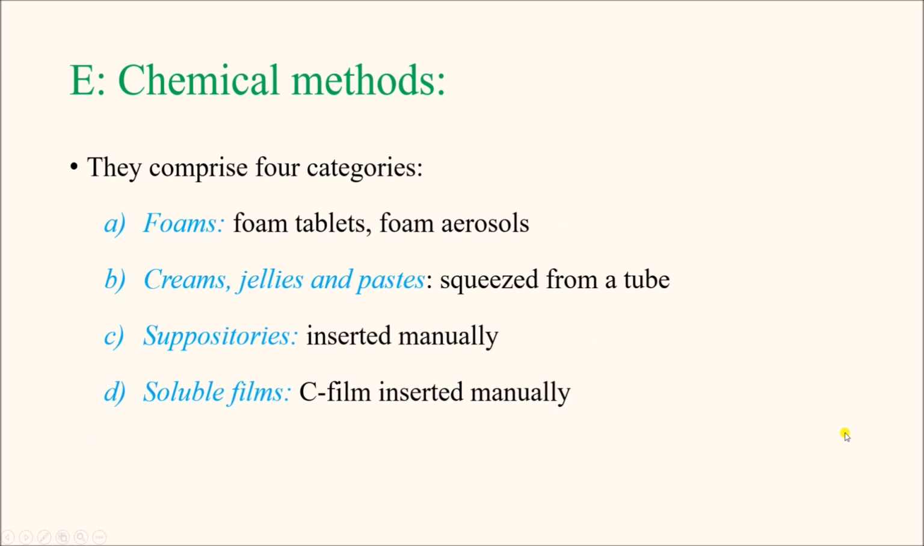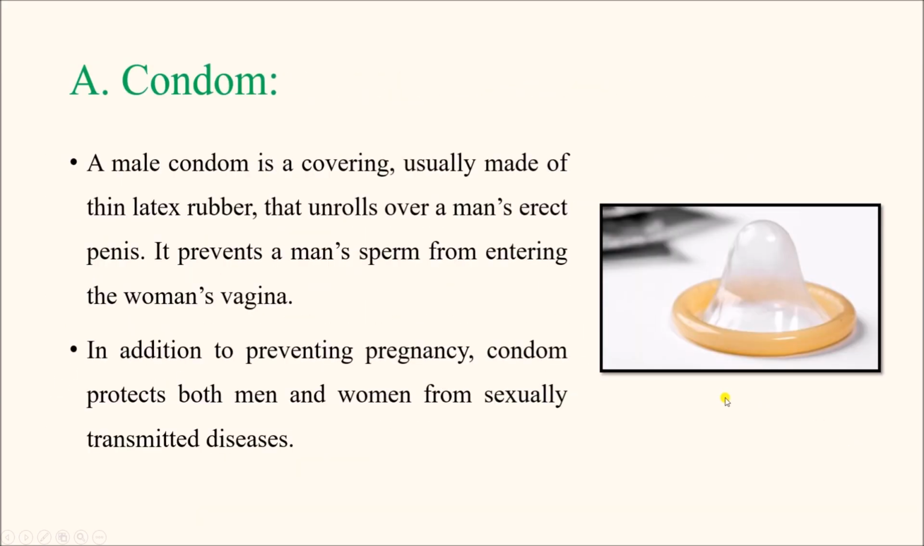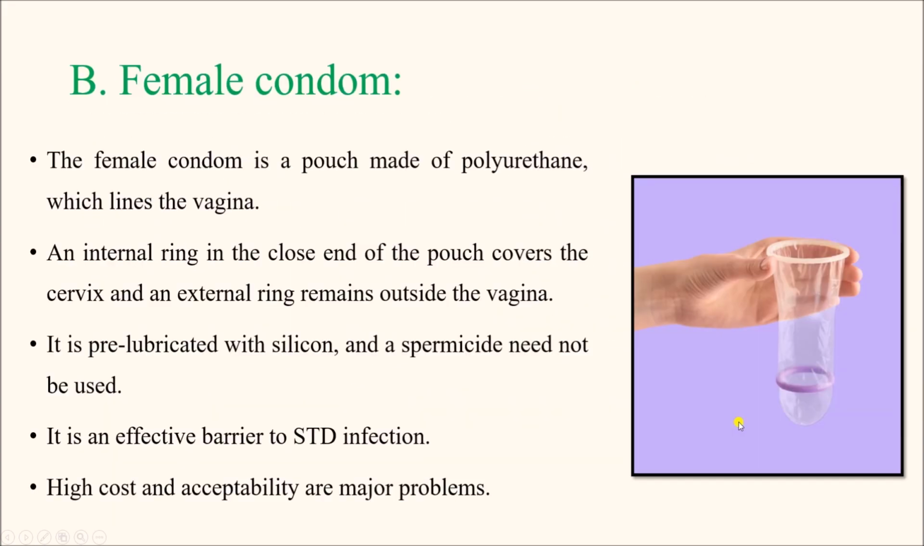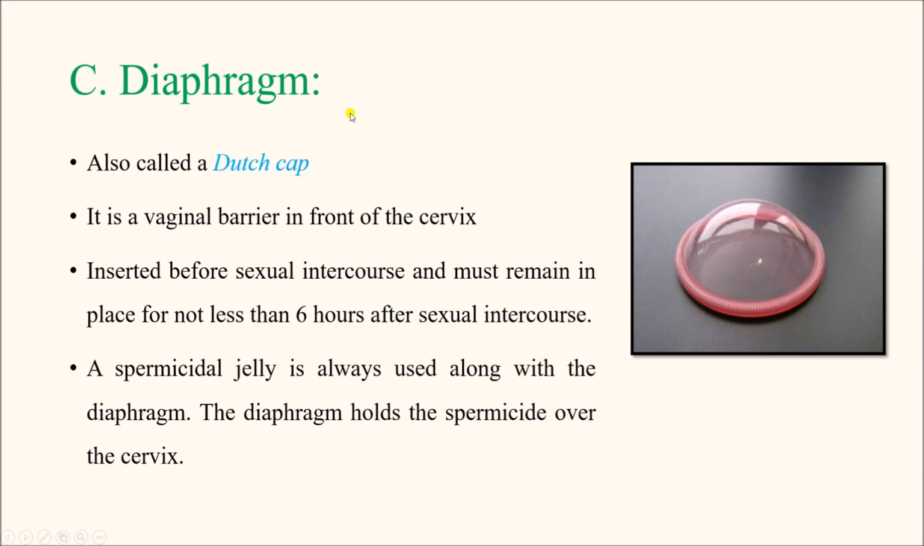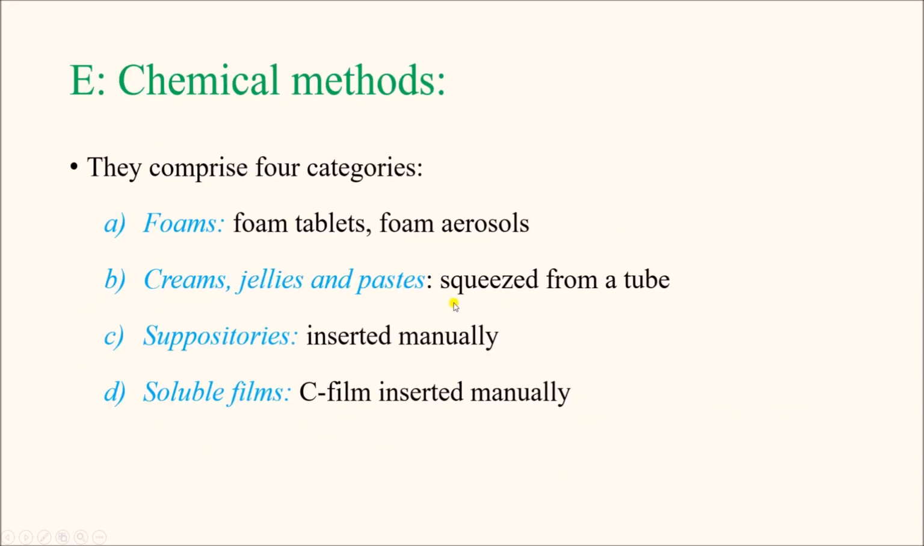But among all these options, I would say that the male condom is the most commonly used method. Female condoms are not very commonly used, not very popular, but the diaphragm is also quite commonly used. Then we have the vaginal sponge, least commonly used. There are chemical methods which are better to be used along with the physical methods, and that is why they are called the combined methods of barrier contraception.